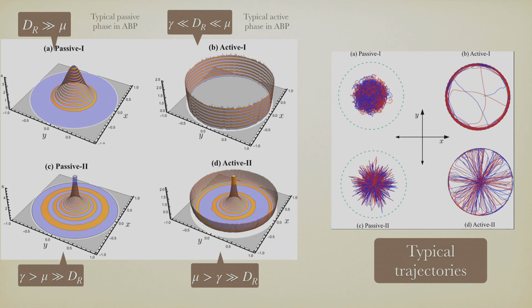For the passive 2 phase, it's also similar. It still moves along straight lines, but it doesn't reach the boundary, and before that it comes back to the origin, giving rise to the peak at the origin, but there is no crowding at the boundary, because before it reaches the boundary it reverses its direction.